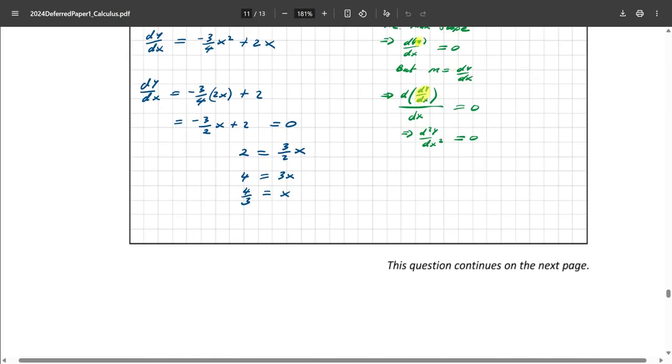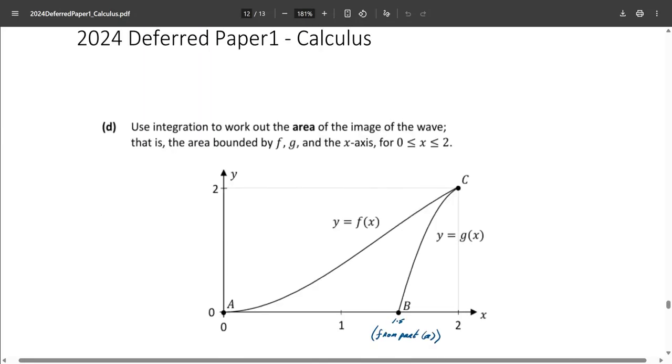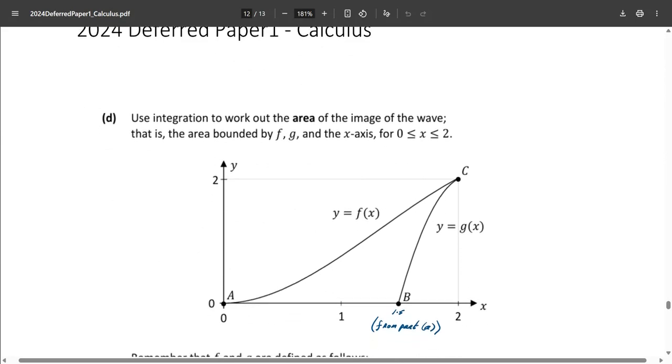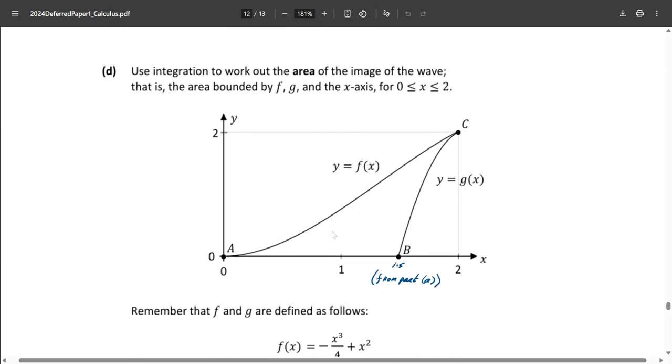Okay, on to the next part. Use integration to work out the area of the image. So the area in here, in this logo, we want to get this area. Now, we should know that when you integrate a function, you're basically getting the area between that function and the x-axis. That's by definition, when you integrate any function, you're getting the area between that function and the x-axis. So for example, if I integrate this function here, I get the area between that and the x-axis down here. So I get all this area in here.